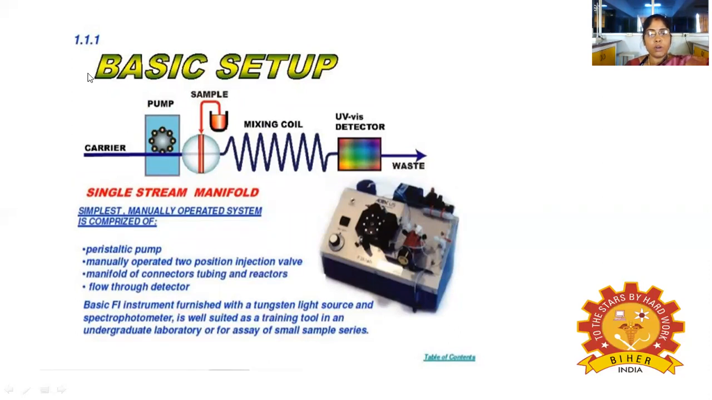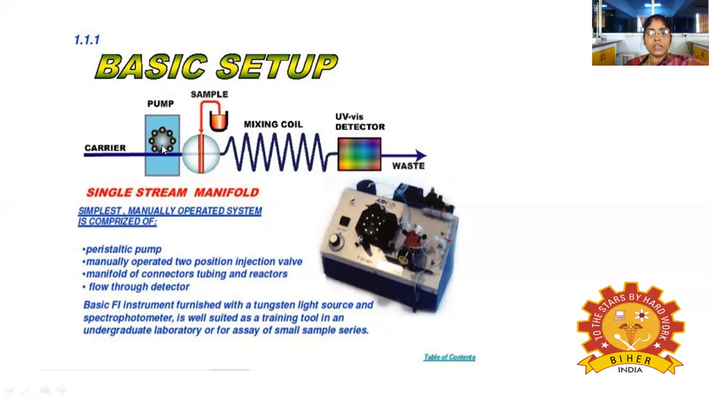When you talk about the instrumentation or basic setup, we have the carrier, which has to be mixed with the sample. So how is the carrier mixed with the sample? We make the sample go into the mixing coil. There is a mixing tank for mixing with the reagent or carrier through the pump. The most common pump used in FIA analysis is the peristaltic pump.